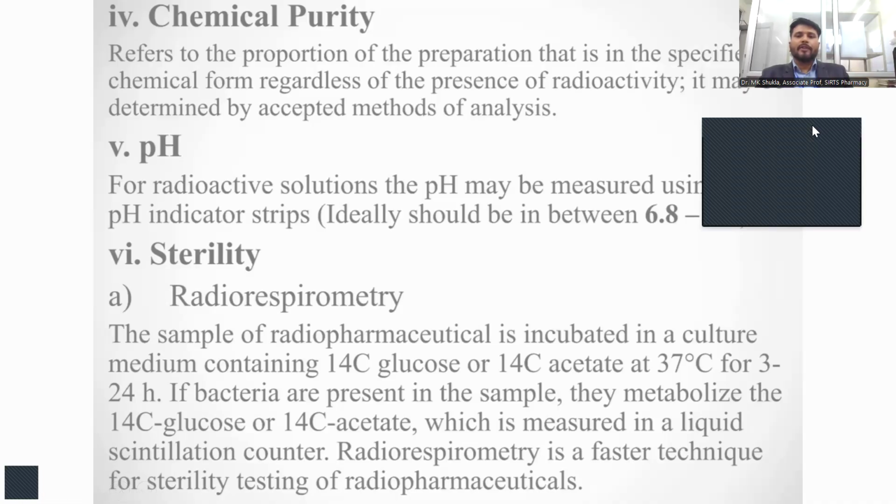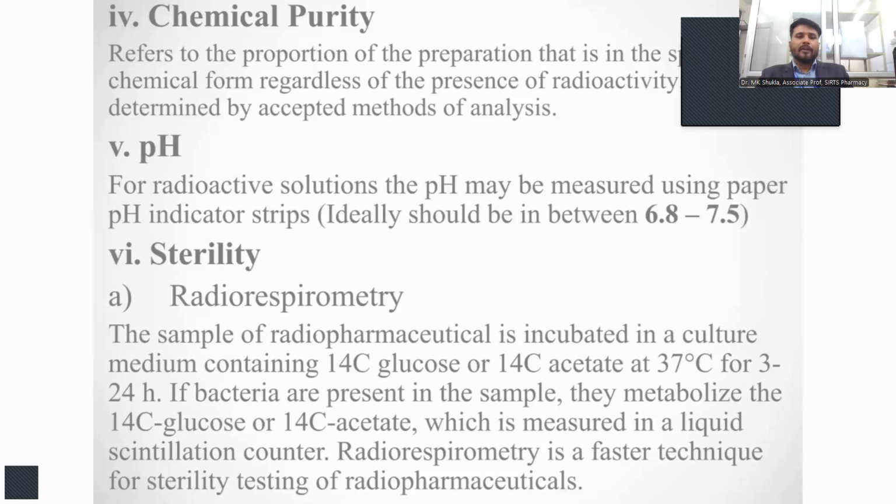the proportion of the preparation that is in the specified chemical form, regardless of the presence of radioactivity. It may be determined by the accepted methods of analysis. The pH of the radioactive solutions should be checked. The pH may be measured using paper pH indicator strips. Ideally, it should be between 6.8 and 7.5.